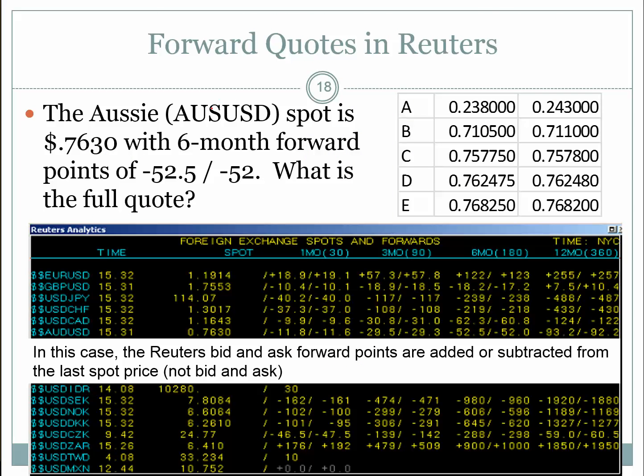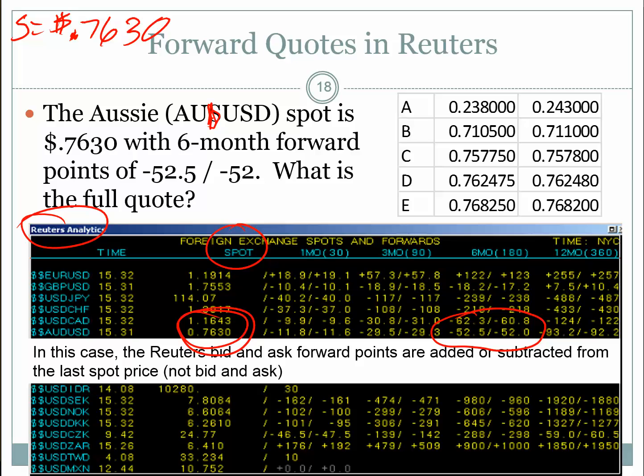So here's an example. Say the Aussie dollar, that's the AUD USD, is selling at 0.7630 in the spot market. Now this is a Reuters screen. This particular Reuters screen just shows one spot. It doesn't show a bid or ask. So all you know is the spot price is 0.7630. That's a 4 decimal place currency for the Aussie dollar. And it says that the 6-month swap rates or forward points are -52.5, -52.